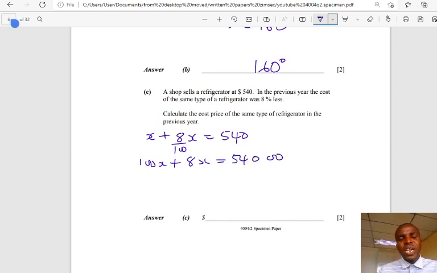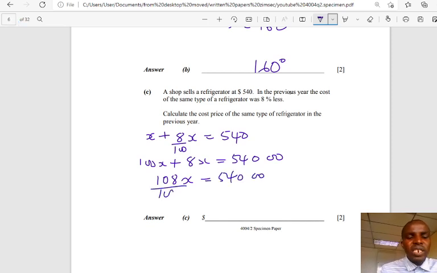Then 100x plus 8x is 108x, is equals to 540, 00. Then divide by 108 both sides. Then what do you get? 54000 divided by 108, you get 500. So it's 500, that's the original or the cost price of this refrigerator the previous year.